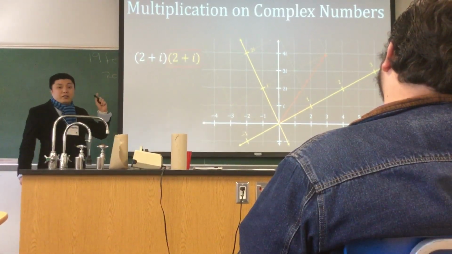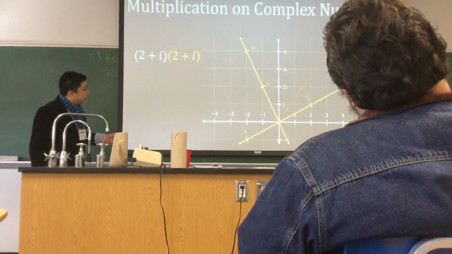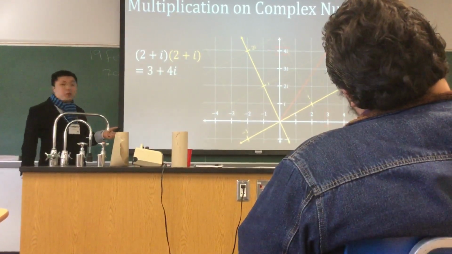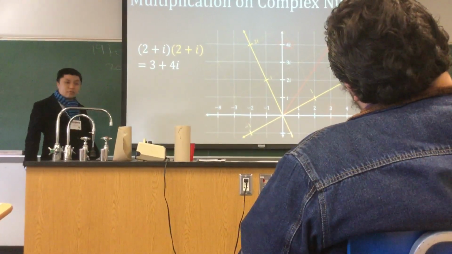So when you look at the new coordinates, 2 plus i, on the original coordinates, it's pointing at 3 plus 4i. So that's the answer of the multiplication.